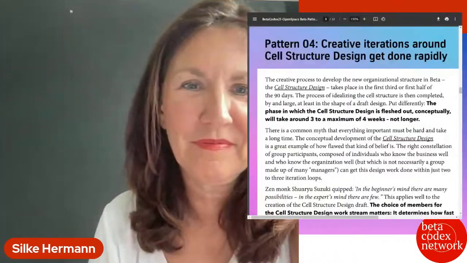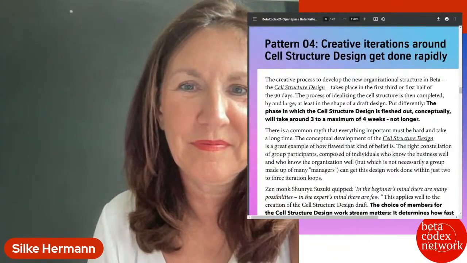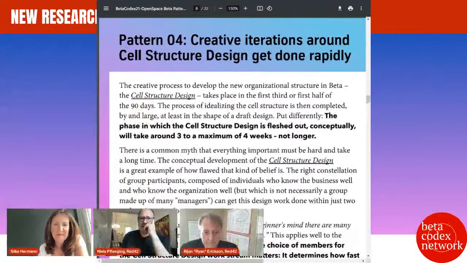But what I wanted to shift a little bit toward is a theme that was in the paper, around the speed at which cell structure designs happen. Can you show the overview? Yeah, sure. I think I'm on that page right now. So this topic is about how creative iterations around cell structure design get done rapidly. Want to say something about it, Ryan?